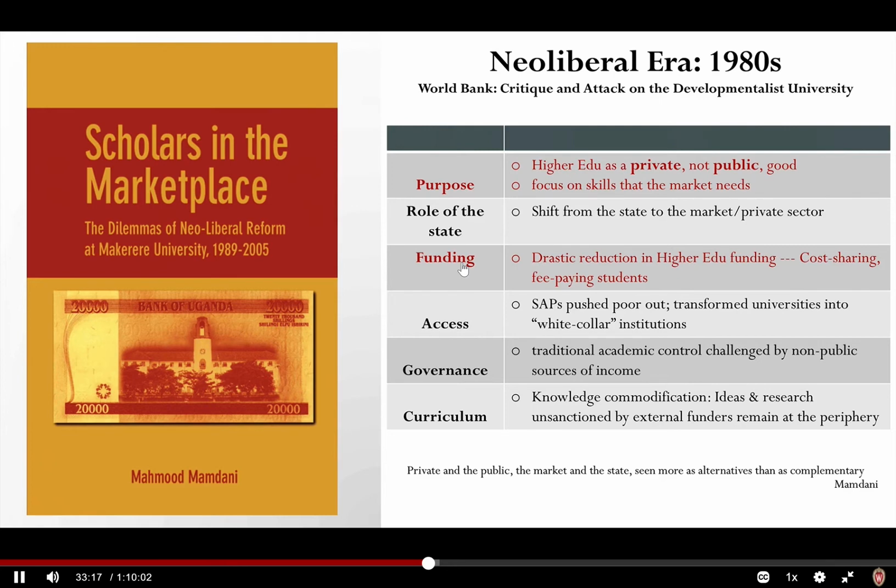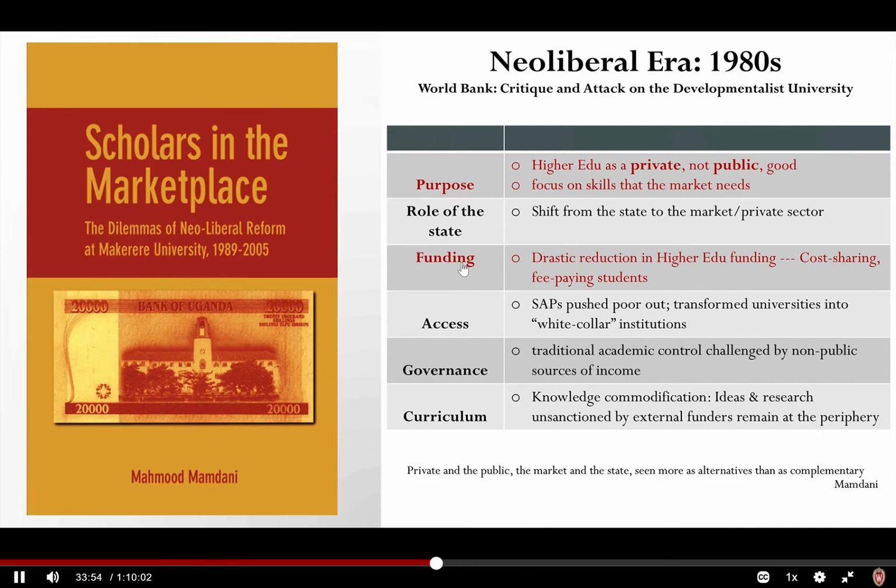As the leading multilateral agents in promoting the then emergent neoliberal agenda, the World Bank became a key player, but also a key actor, and it actually stepped to the forefront of shaping higher education policies on the African continent. During this time, the purpose of higher education changed, right, from being a national development project. Higher education in this time period has become, or is being pushed as, a private good rather than a public good.